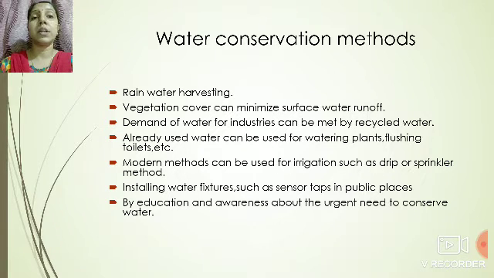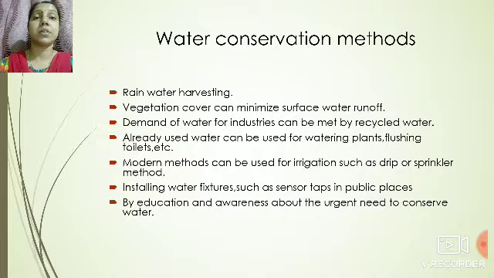Demand of water for industries can be met through recycled water, that is reused water. Already used water in the house can also be used for watering the plants, for flushing the toilets, etc. Modern methods of irrigation such as drip or sprinkler methods should be used. What is drip irrigation? Drip irrigation means the water drops drop by drop on the roots of the plants. And what is sprinkler? The process in which the water falls like rain on the plants. These two forms should be adopted for water conservation.